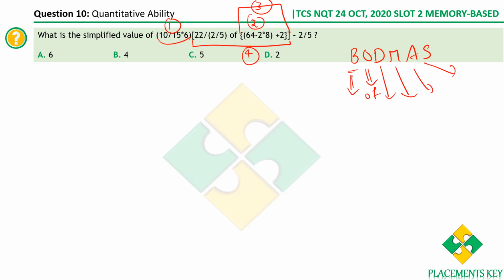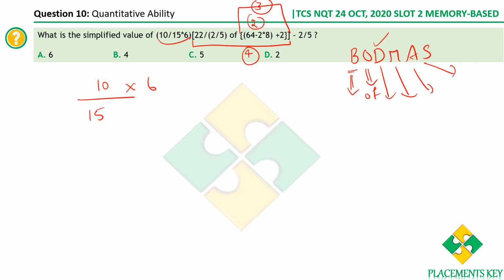We know that brackets take precedence over anything. So first let's evaluate this: 10 by 15 into 6. Now think about it, again there is a confusion. Is it division first or multiplication first within the bracket? We know that division comes first. Therefore, we'll write it as 10 by 15 into 6. Is it clear? Because the division comes first.